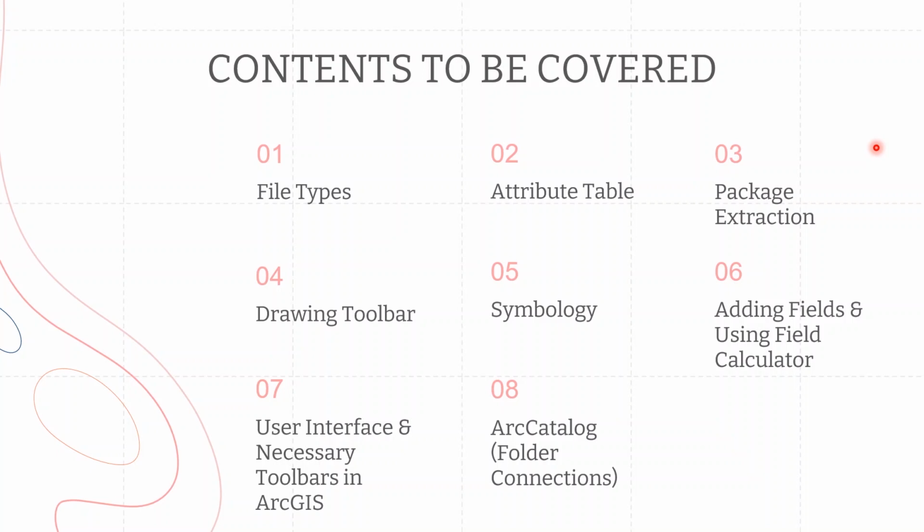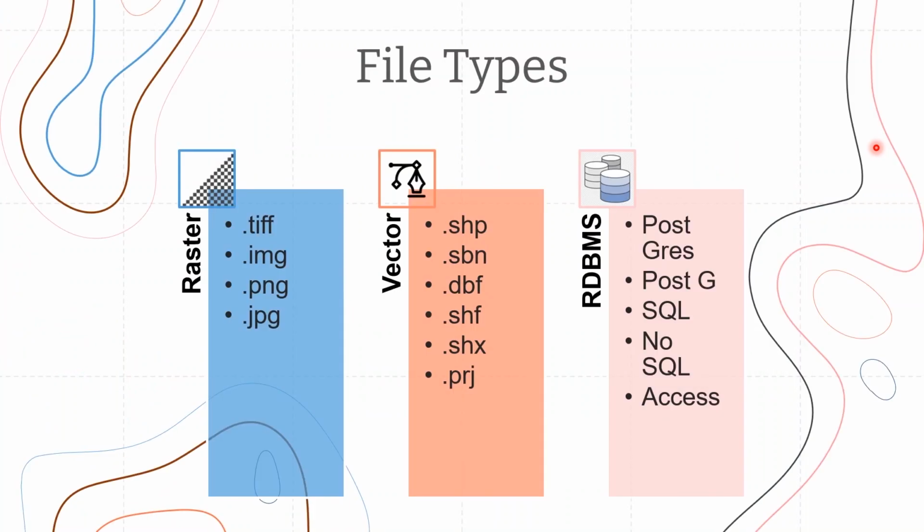First, we'll start with the file types. In the file types of ArcGIS, we have three types of data. The first type is raster data, and we have vector data, and then we have RDBMS. Let's start with raster data. In the raster data, we have different extensions like .tif, .img, .png, and .jpg.